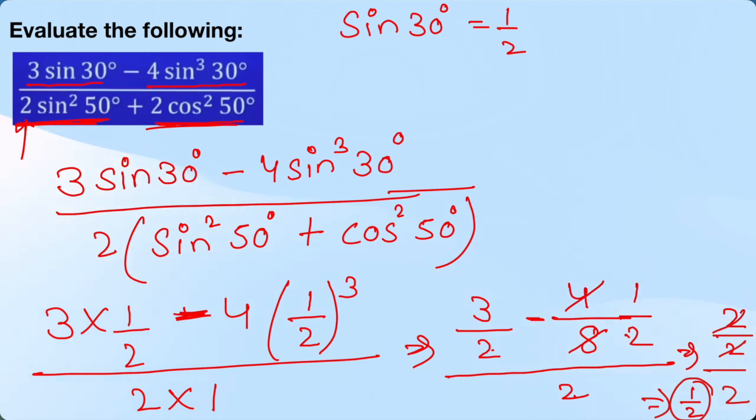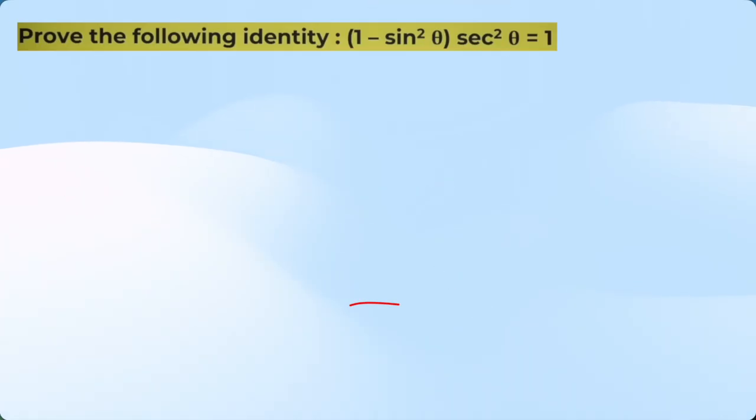Okay, so this thing was clear to me. We can directly write the value for sine 30. So the numerator was easy, but in the denominator, after taking 2, it will form an identity, sine square theta plus cos square theta, and that is 1. We just put the value and the answer is 1 by 2. Now come to the next one.